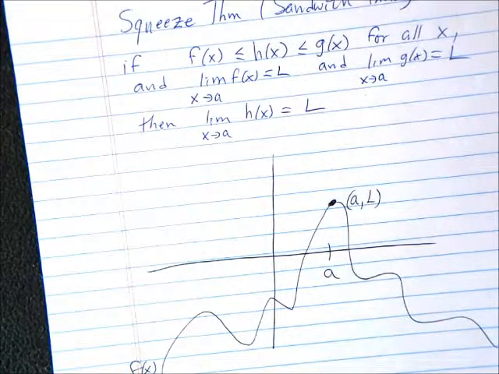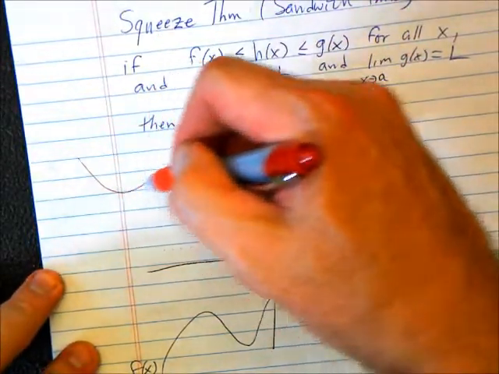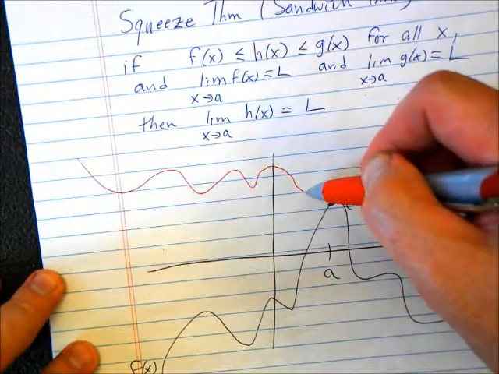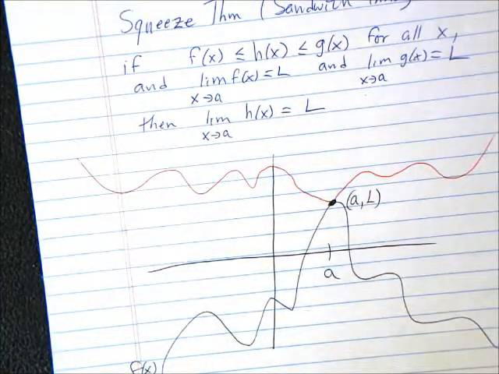And then I've got the g function. What's the g function? Well, g is the biggest one, isn't it? So g is up here doing something, we don't know what, but when it gets close to A, it also gets close to L. So it has to do something like that.